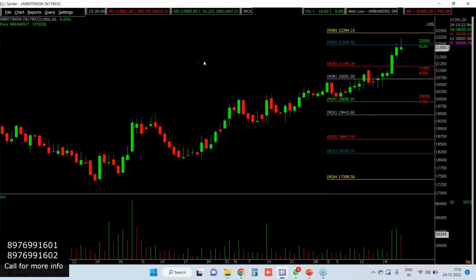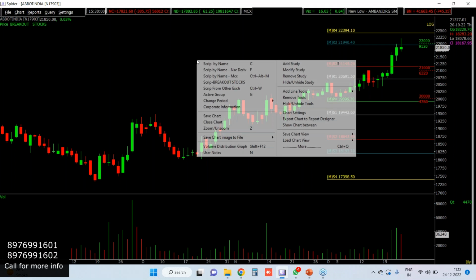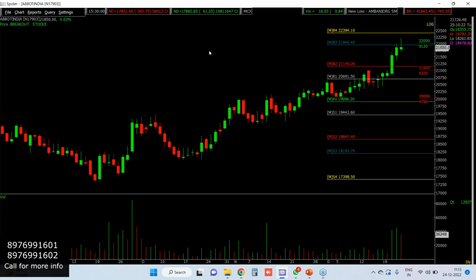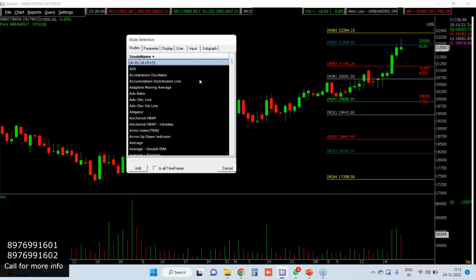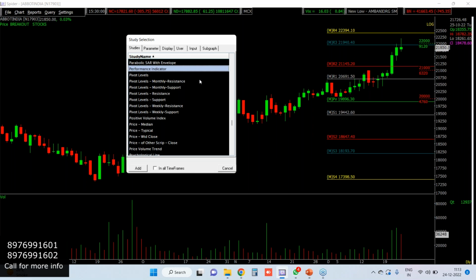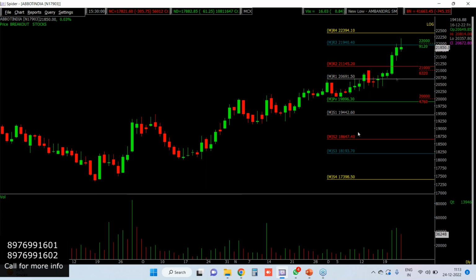Okay, it is very much simple. You just have to right click onto the charts, or you may press S on the keyboard. After that, you just have to press P. Here you will get the options of monthly levels resistance and monthly levels support. You just have to click on "in all time frames" and add, and we will get the same results as it is showing on the screen.